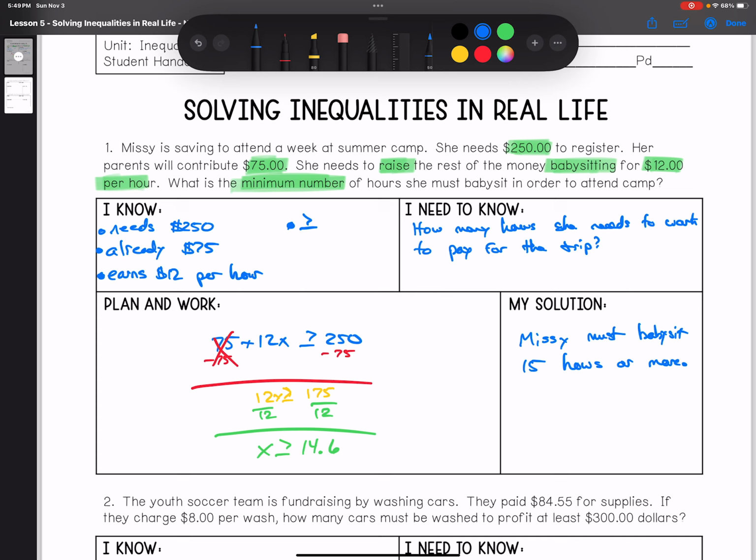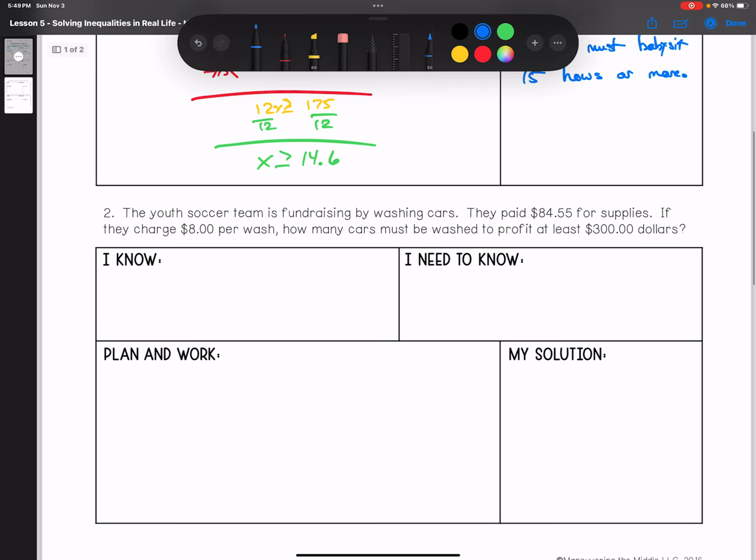All right, welcome back. Number 2 says the youth soccer team is fundraising to wash the cars. They paid $84.55 for supplies. That's probably important. If they charge $8 per wash, that's probably important. How many cars must be washed to profit $300? So all of this is important.